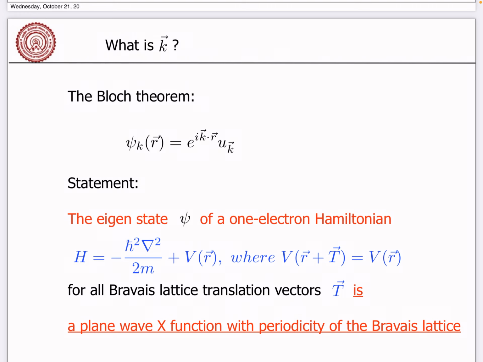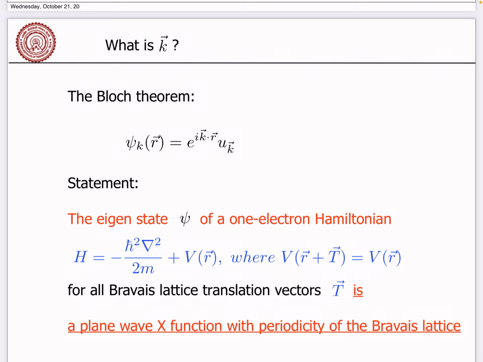So the Bloch theorem states this, right? This is what you learned. I have discussed that already. This is the wave function psi_k(r), which is a plane wave e^(ik·r) times u_k. What is u_k? That's a periodic function with the periodicity of the lattice. So this is an eigenstate of a one-electron Hamiltonian.